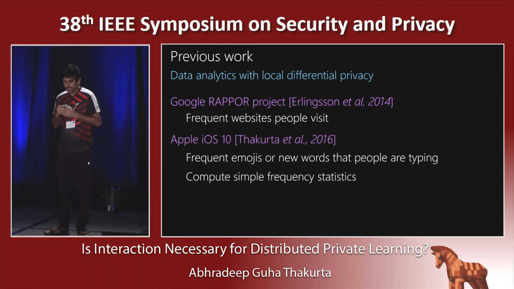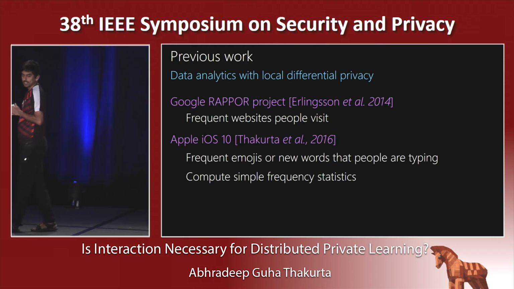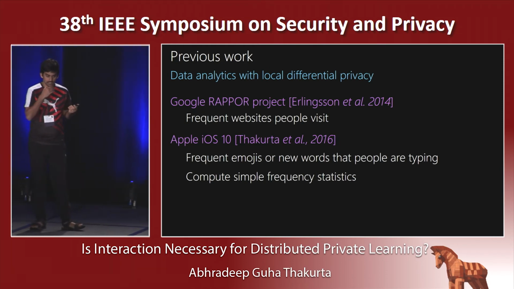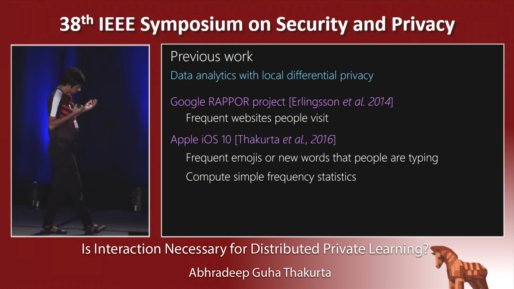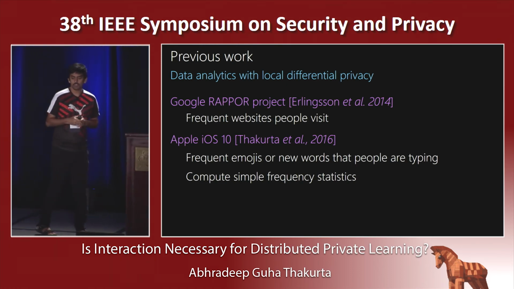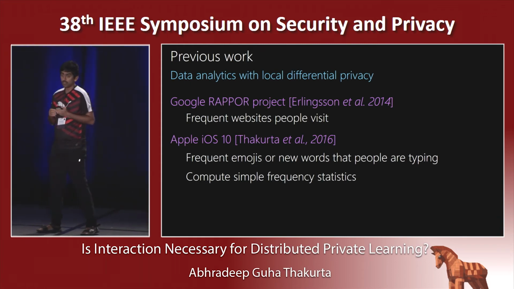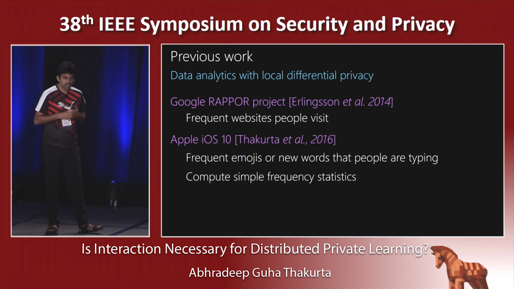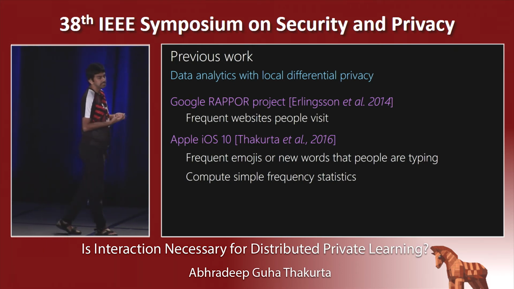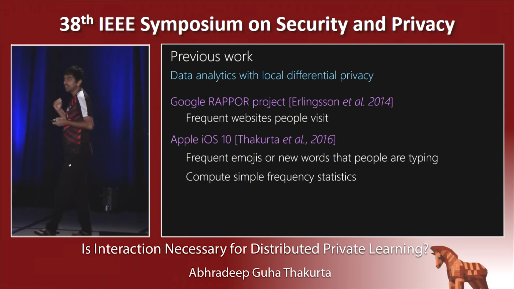So differential privacy, or in fact local differential privacy, has gained some traction in recent years. The work by Google, RAPPOR in 2014, designed algorithms to figure out frequent websites people visit. Then I was also fortunate to be in the work where Apple introduced differential privacy in iOS 10, which was about figuring out frequent emojis or the new words that people are typing. But all this boiled down to computing simple frequency statistics.